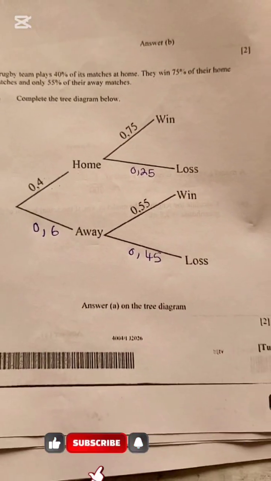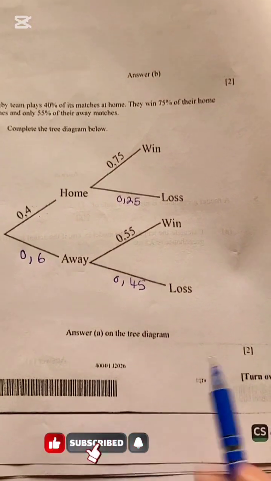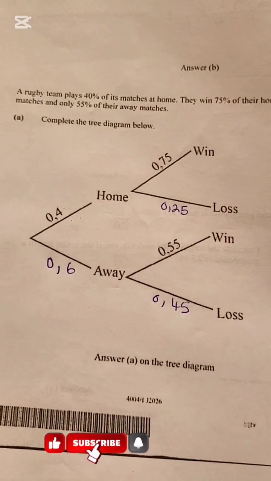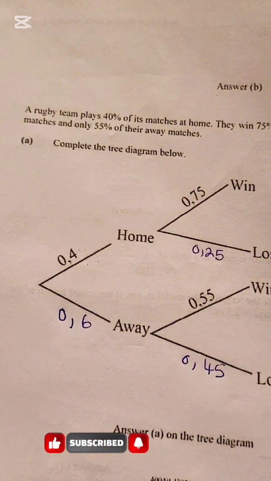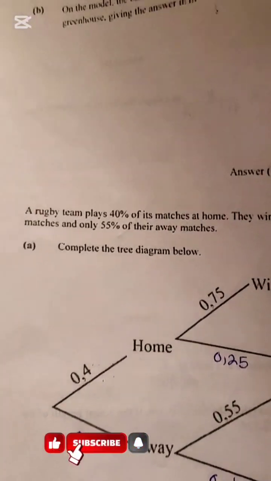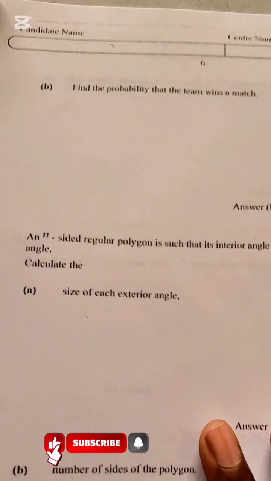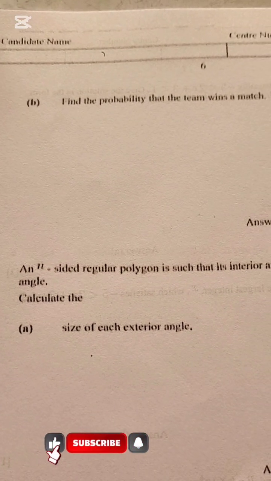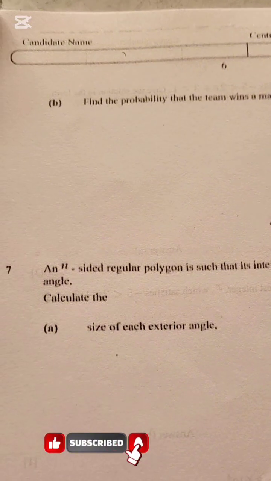0.45. Right, so that's the answer on the diagram. We have managed to complete the tree diagram. Are we together? Yes, that's the tree diagram. So let's go to the next question. The next question says, find the probability that the team win a match.